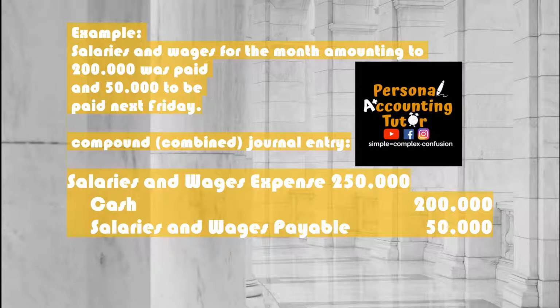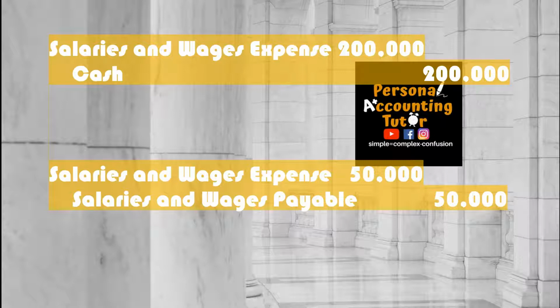Or if you want a separate entry for each, it would look like this. Debit salaries and wages expense 200,000 and credit cash 200,000. In another entry, salaries and wages expense debit 50,000 and credit salaries and wages payable 50,000.